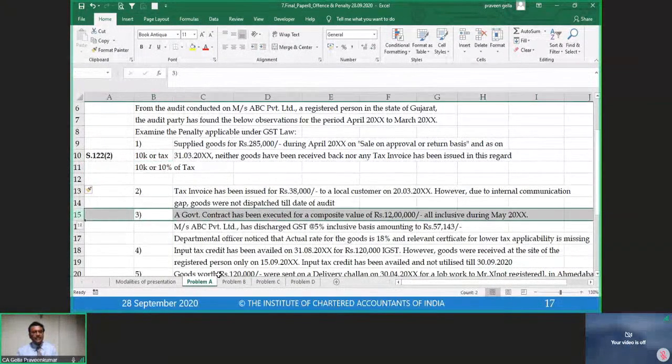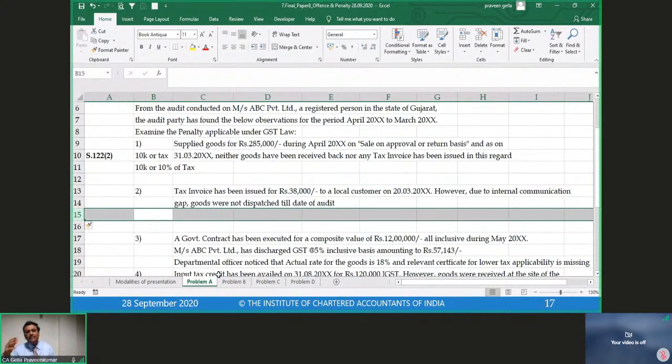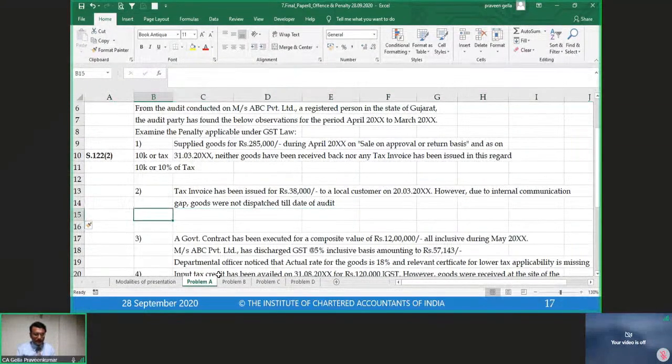Next, a tax invoice has been issued for 38,000 to a local customer on 20th March. However, due to an internal communication gap, goods were not dispatched till the date of audit. Now here, what happened? I have raised a tax invoice. Due to some internal communication issue, I have not dispatched the goods. While filing my GST return, I have considered this as outward supply. Also, taxes were paid.